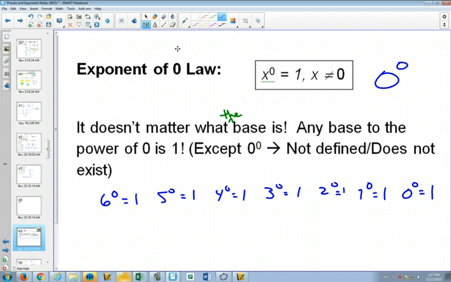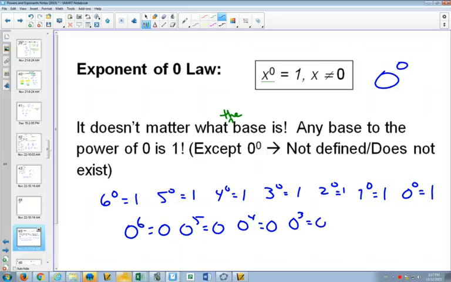But then we look at another pattern. 0 to the power 6 is 0. 0 to the power 5 is 0. 0 to the power 4 is 0. 0 to the power 3 is 0. 0 to the power 2 is 0. 0 to the power 1 is 0. 0 to the power 0 should be 0. But now we have a problem, because one pattern says it should be 1. The other pattern says it should be 0.